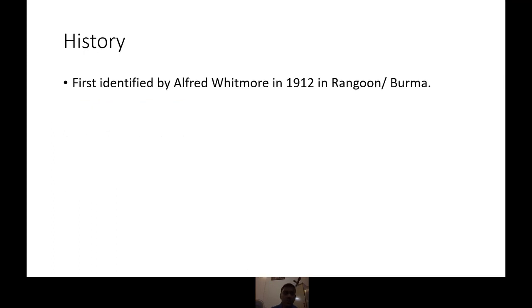It was first described in 1912, almost a century ago, by Alfred Whitmore. He was a major in the English army in Burma. He identified the bacteria. He knew that it was a bacteria, and he described the condition by autopsies, and he also found that this disease was spread by skin inoculation, by prick injuries.